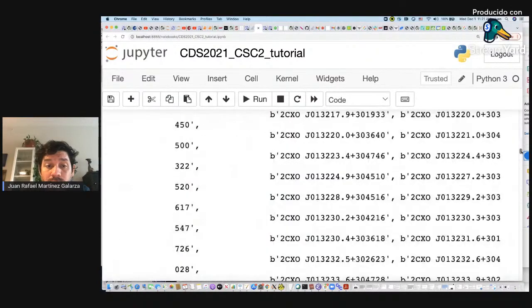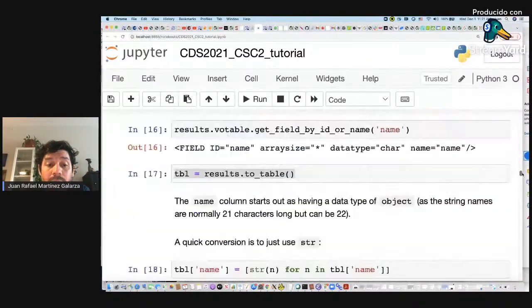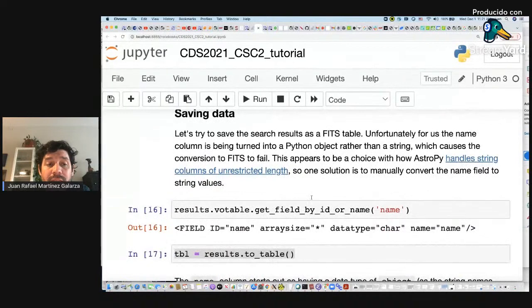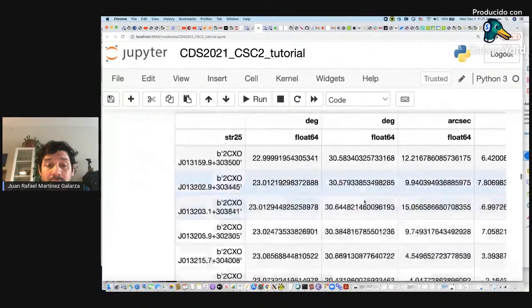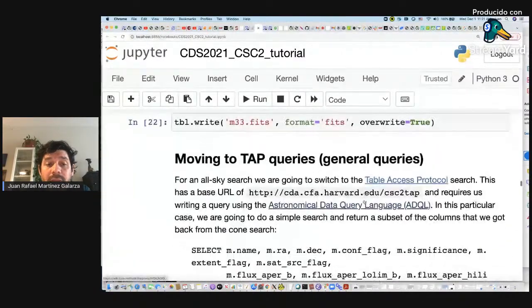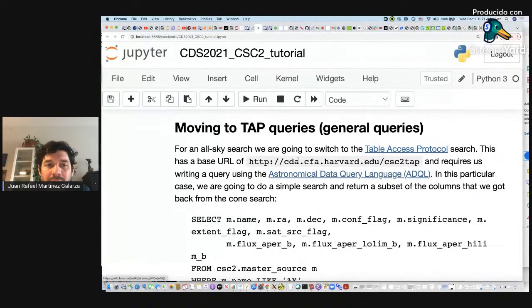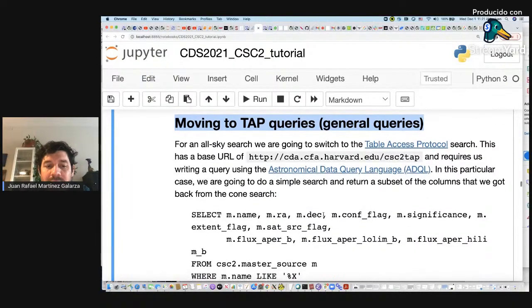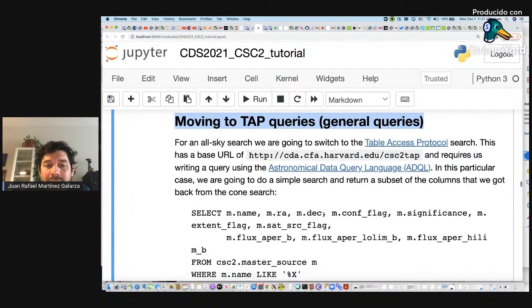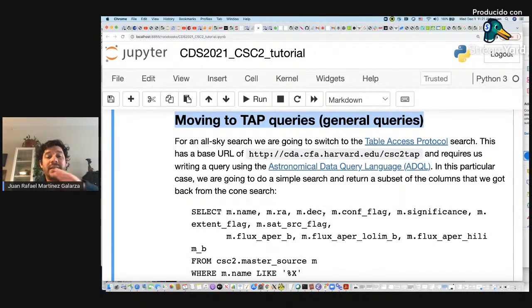And what I wanted to show you next was that you can, of course, save your data to a table. If you want to save it to a FITS table, you can do that. And that's not necessarily a big thing. I am not going to spend a lot of time on this part, but this is where you will get more sophisticated queries. So for example, the catalog, as I said, is constructed by stacking observations one over the other, but you can also get the properties for individual observations before they get stacked.